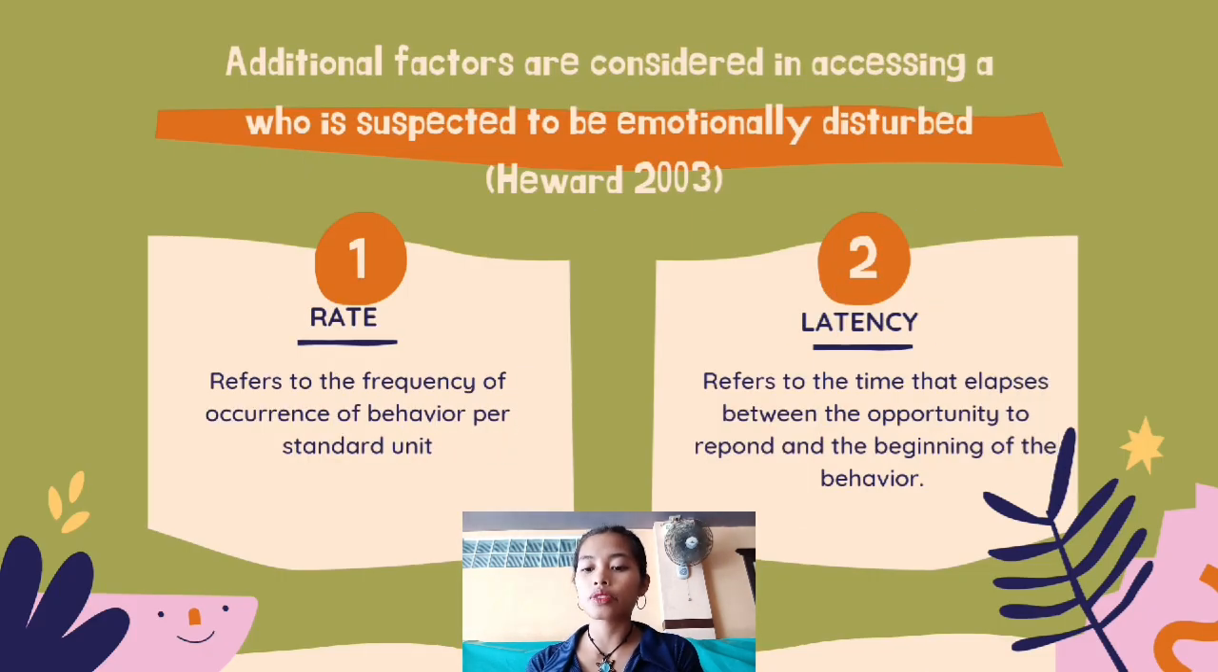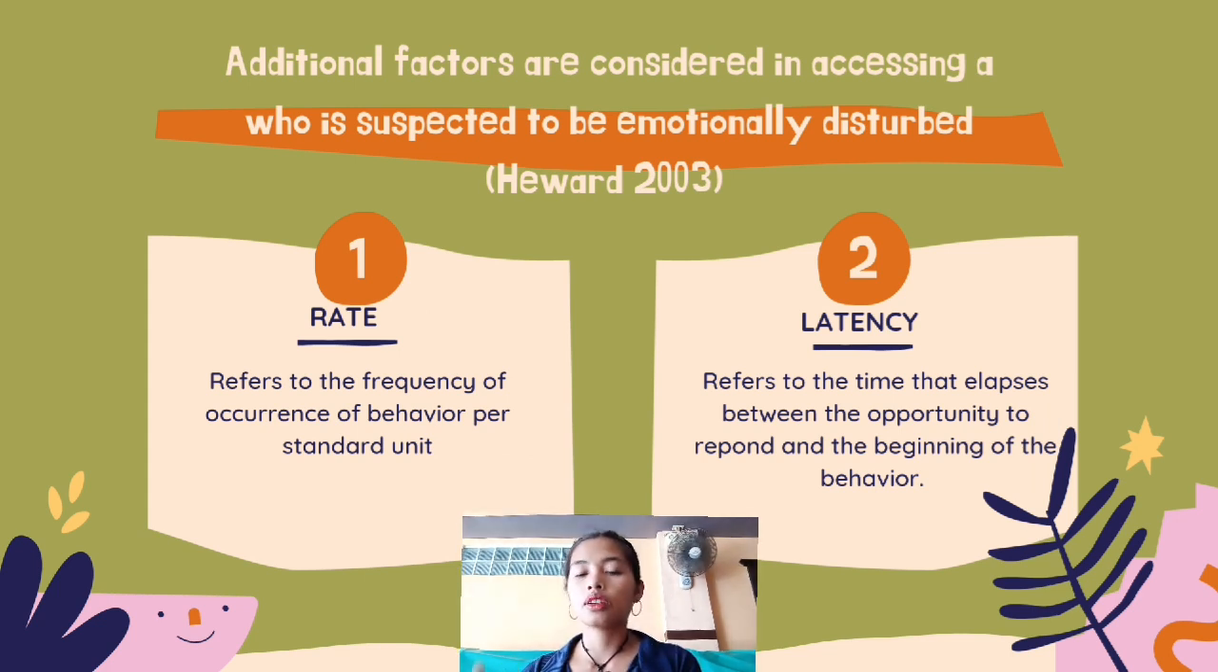Additional factors are considered in assessing who is expected to be emotionally disturbed, according to Howard 2003. The first factor to be considered is the rate. Rate refers to the frequency of occurrence of behavior per standard unit of time. Example: standing up 6 times every 10 minutes.